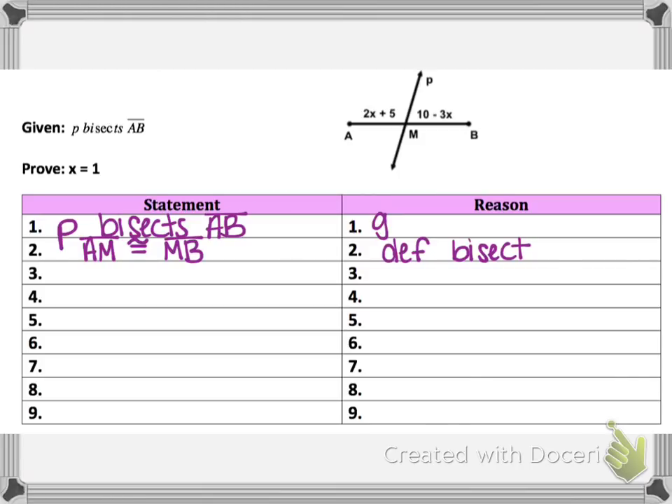Now remember, I want an equation, so I need to have an equal sign in there. So if I know that two things are congruent, then I also know that they are equal. So AM equals MB. So how do I know that two things that are congruent are equal? Well, that's what it means to be congruent. So that's going to be definition of congruence.